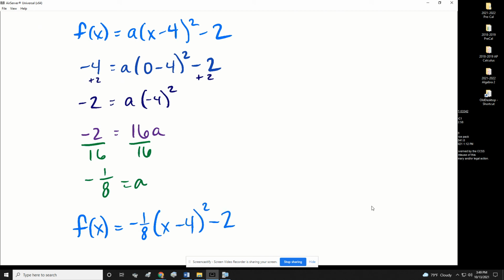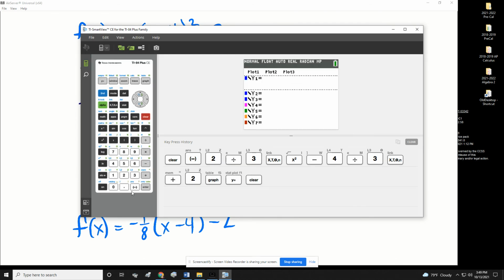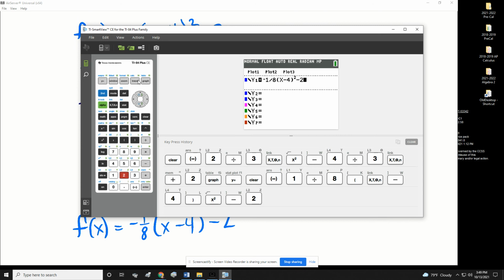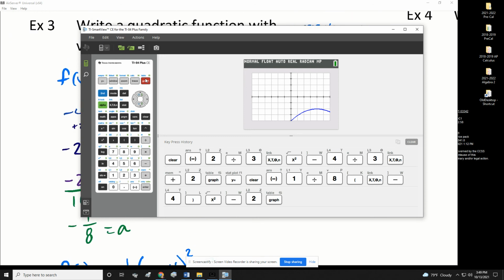Okay. And then again, if we want to check it to make sure that it does work out, we can't see very much of it, but we can see that the vertex is right here at 4, negative 2, and then it crosses the y-axis right there. So it goes through the point 0, negative 4.